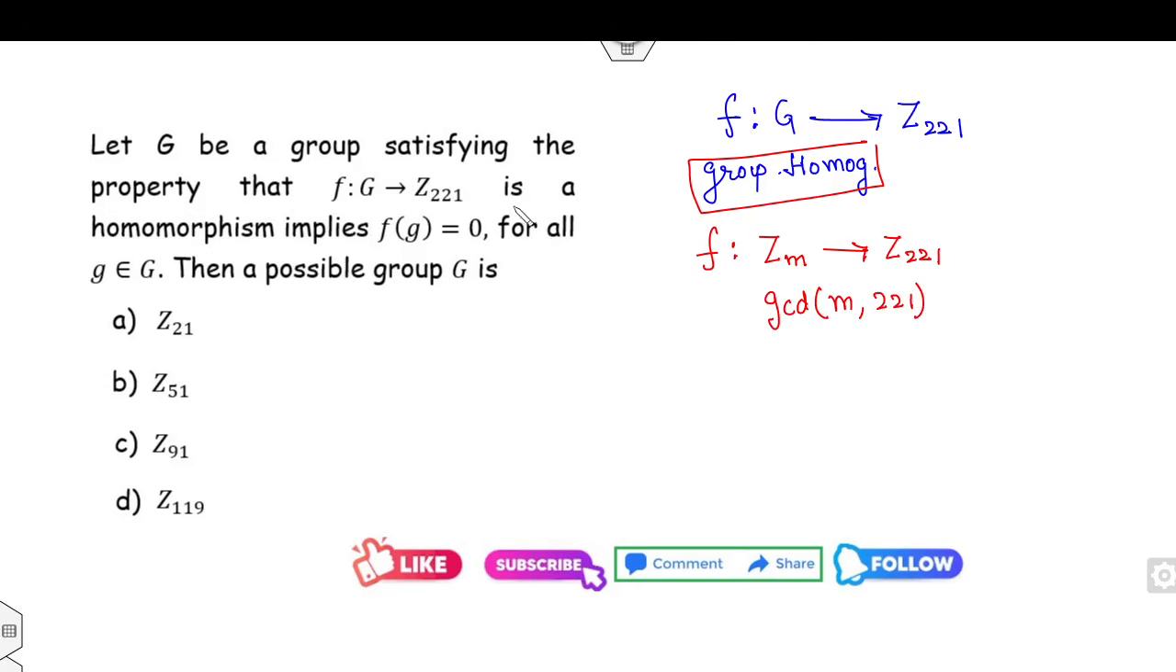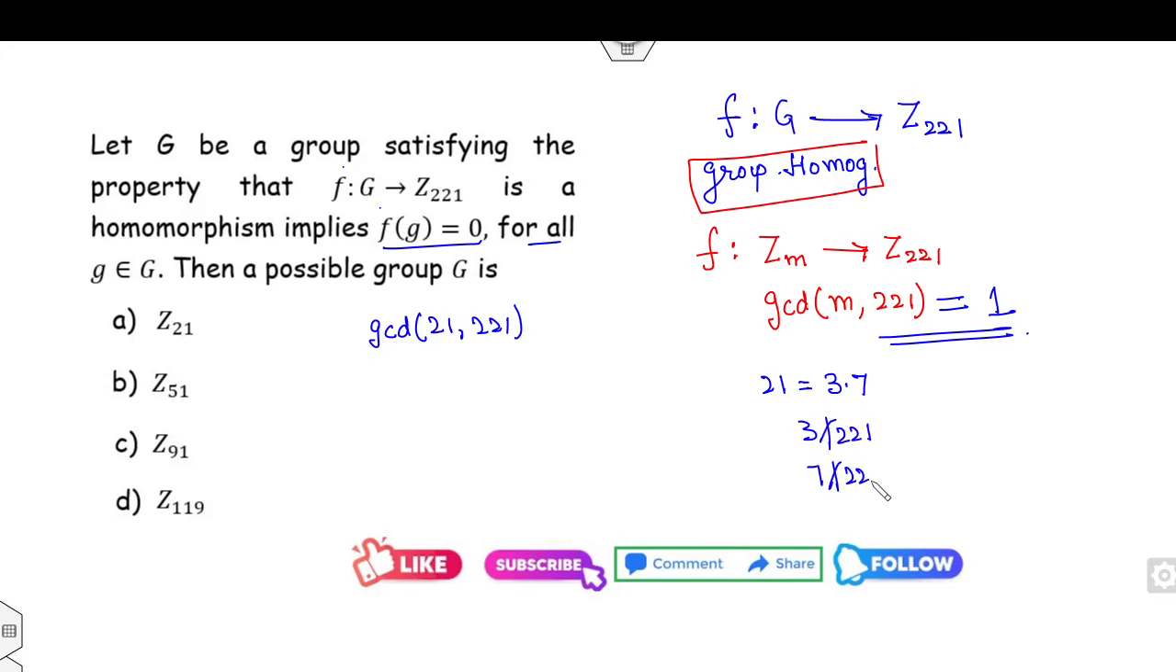Now it is given that f of g is 0. That means there is only one group homomorphism, because it is 0 for all g. That is only one group homomorphism. So can you define which of the following will satisfy? What is the GCD of 21 and 221? I can factorize them. 21 is 3 into 7, and 3 doesn't divide 221, 7 does not divide 221. So that means the GCD is 1.